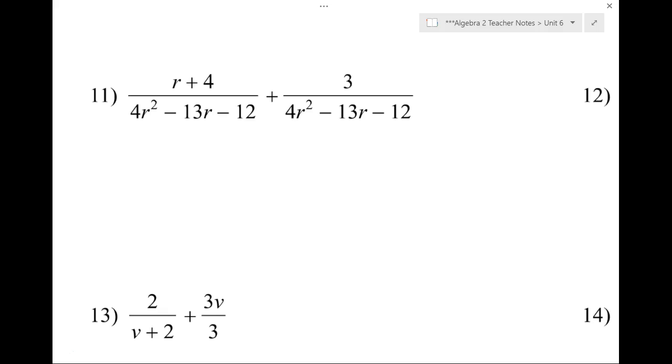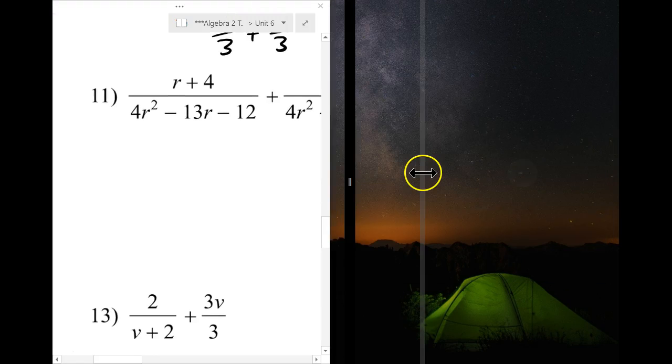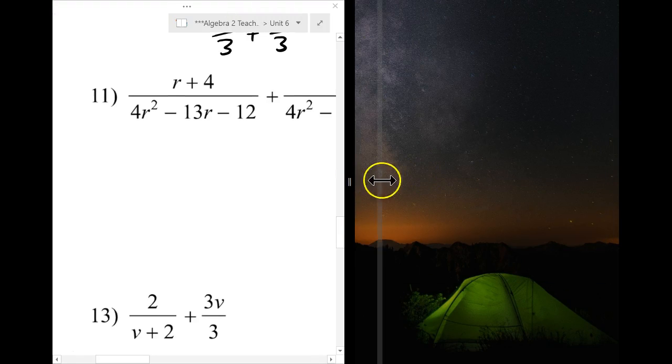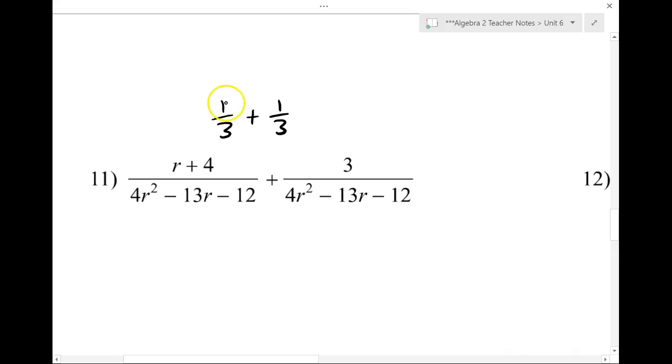Okay, so when you add a fraction, let's say 1 over 3 plus 1 over 3, which is just 1/3 plus 1/3, you add the numerators. So we add the numerators of these fractions, right? So this would equal 2/3. So we don't add the denominators.